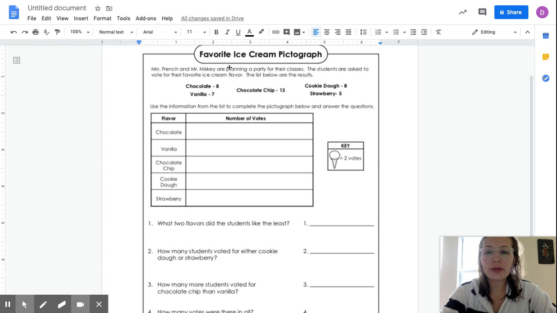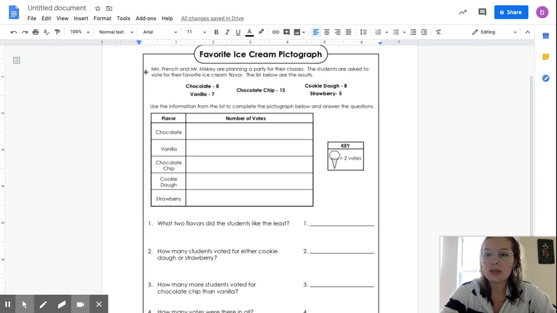Everyone, for math today, you're going to be looking at a new type of graph. It's called a pictograph, and it's very similar to a bar graph. The big difference is instead of filling up a bar, you'll be drawing pictures to represent the different votes for, in this case, ice cream flavors. So let's read the directions and we can try to solve it together.